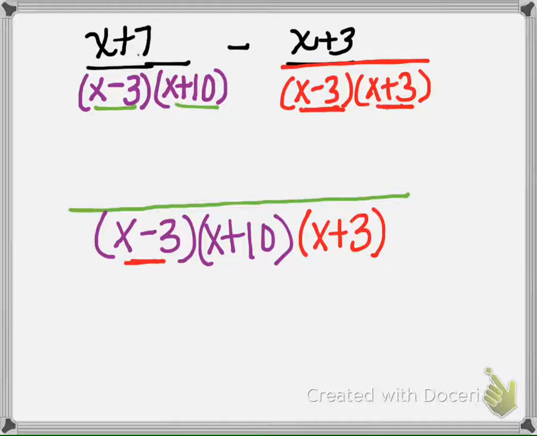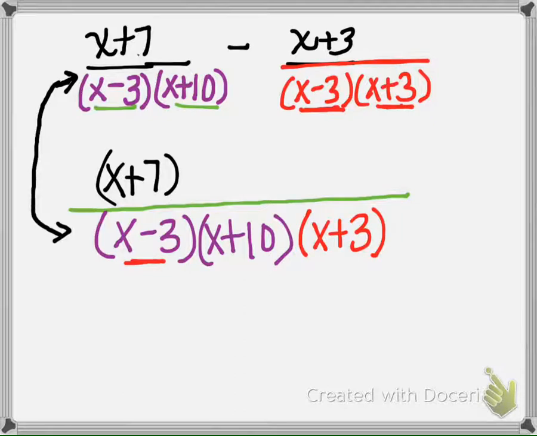Then I'm going to bring down the numerator, so the x plus 7, and I'm going to put it in parentheses to remember that was all in the numerator together. And then I'm going to ask myself, what is underneath the x plus 7? What's in the denominator here? What's down here that wasn't underneath the x plus 7 in the denominator there? So it's missing the x plus 3. It has the x minus 3, has the x plus 10, but what's missing is the x plus 3 underneath this fraction here. So that is what I'm going to multiply the x plus 7 by.